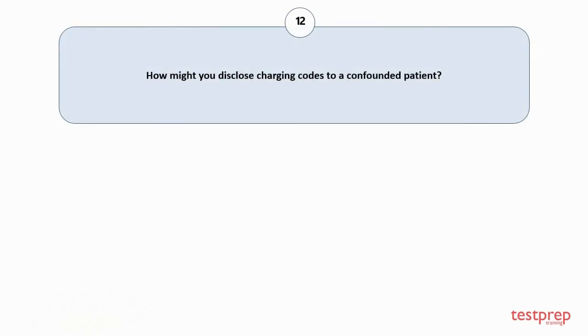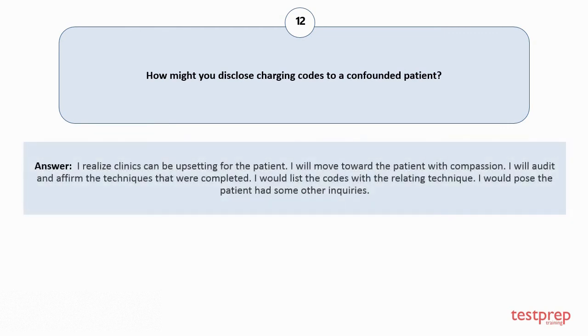Question number 12. How might you disclose charging codes to a confounded patient? Your answer is: I realize clinics can be upsetting for the patient. I will move toward the patient with compassion. I will audit and affirm the techniques that were completed. I would list the codes with the relating technique. I would pose the patient had some other inquiries.